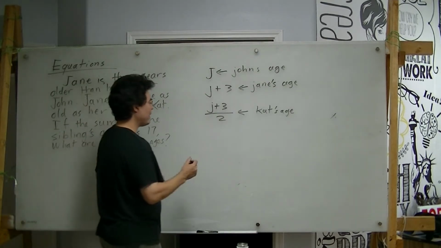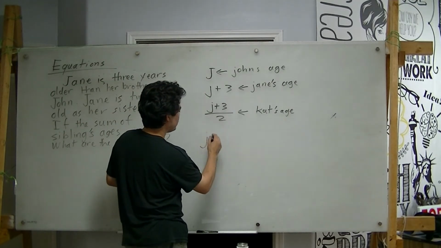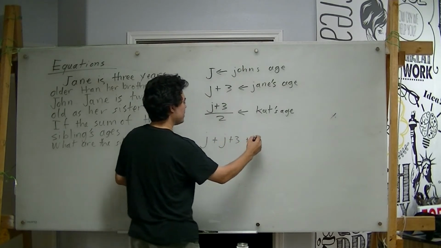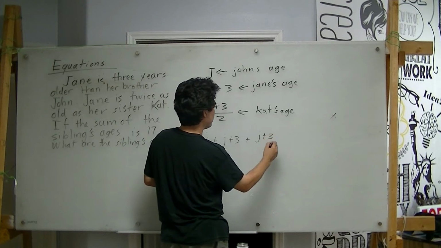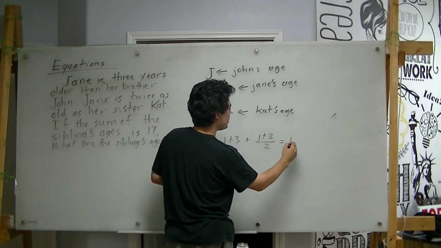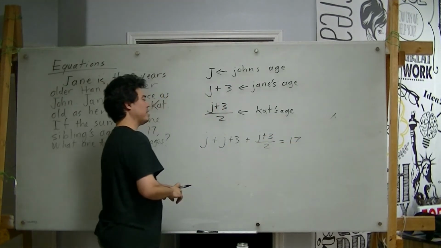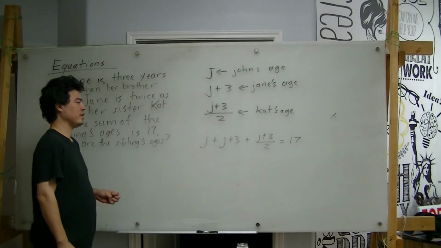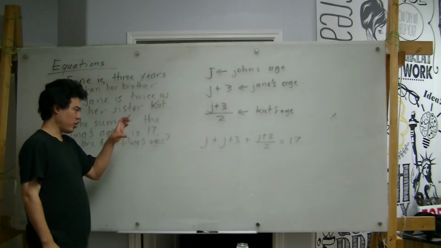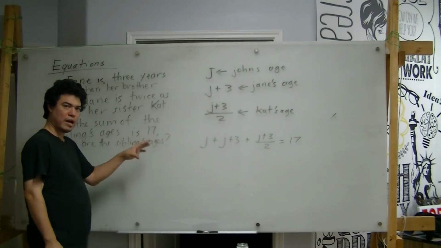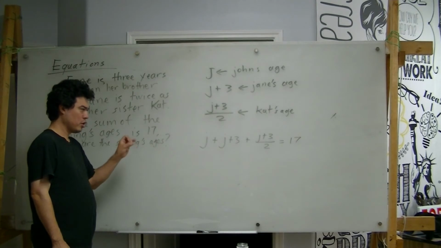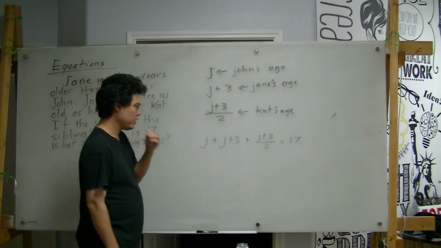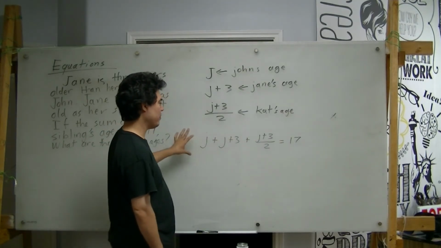And then it says the sum of the siblings' ages is 17. So now we can add these together. John's age plus Jane's age plus Kat's age has to equal 17, because that's what they tell us. So now we've created an equation that captures the situation of the problem, and now we just have to figure out how to solve this.